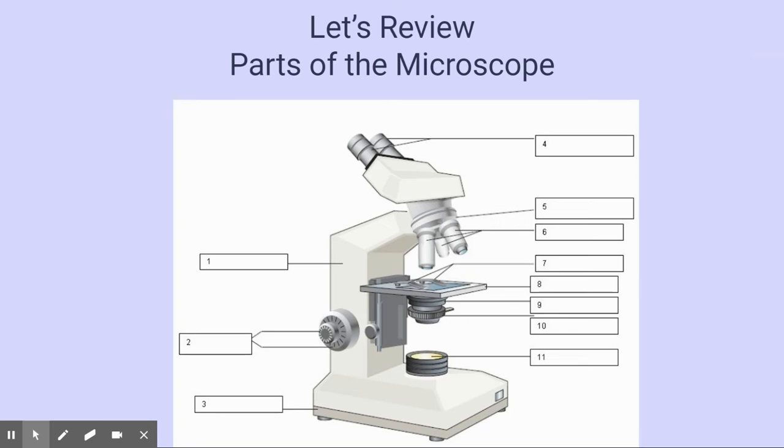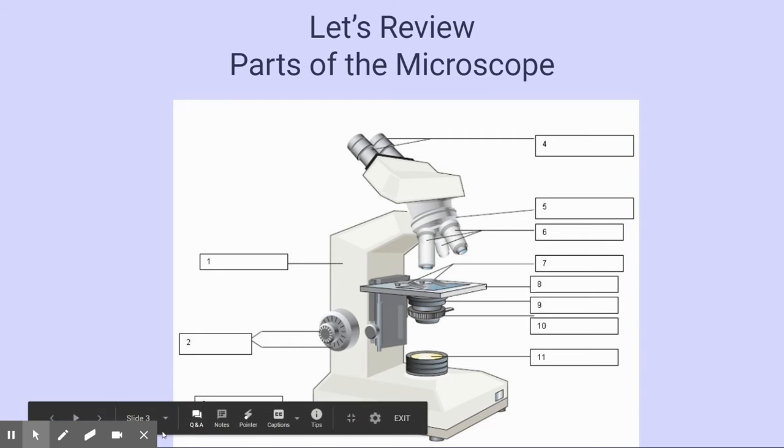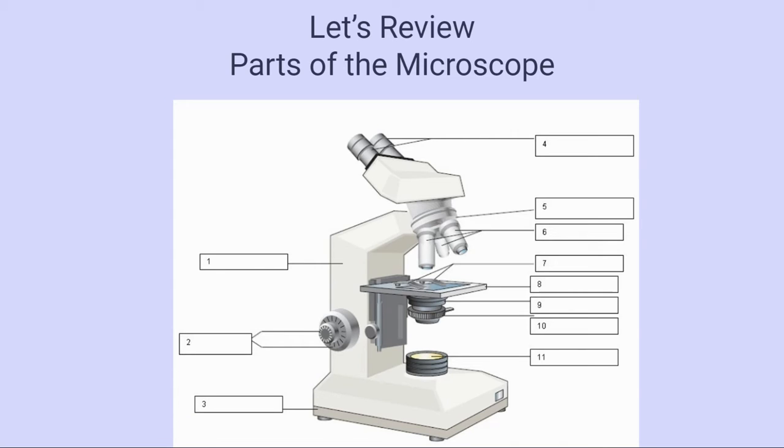But before we get into these, let's talk a little bit about reviewing, because you guys talked about microscopes in grade 8. So hopefully you have seen a microscope and used a microscope before, but let's just run through and in our notes label each of the structures. So structure number 1 is called the arm. Structure number 2 is the adjustment knobs.